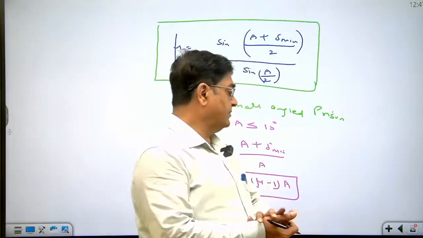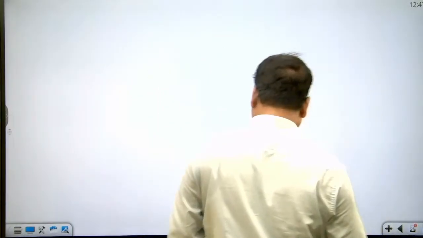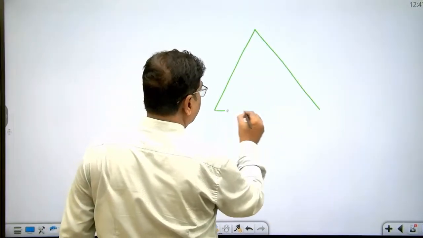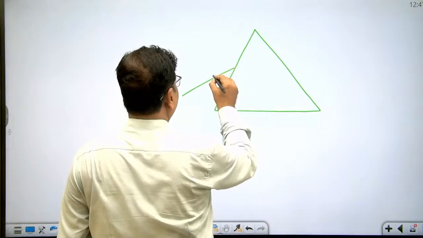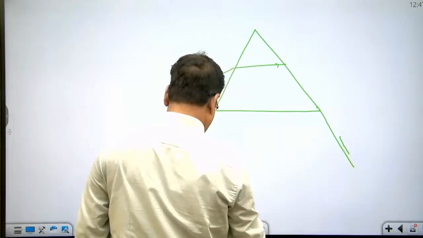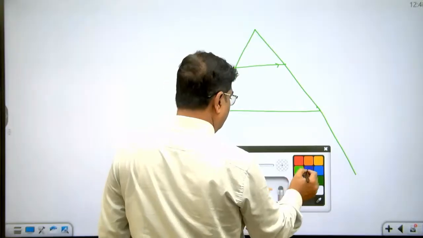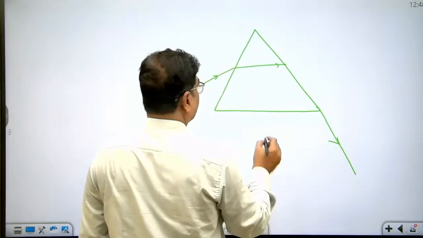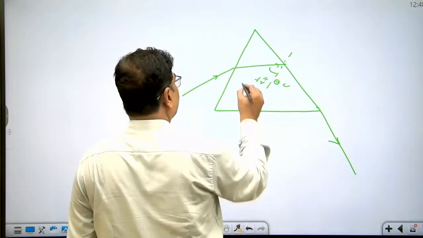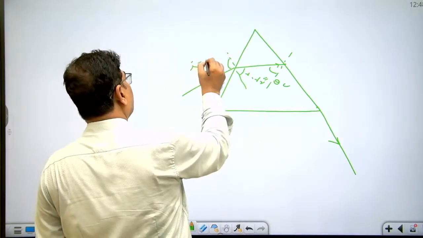Now dear student, let's see some more important cases for this prism. See what happens when this situation comes. This is called grazing emergence. This situation will come when R2 is equal to theta C. In this case, dear student, I will become equal to I limiting.